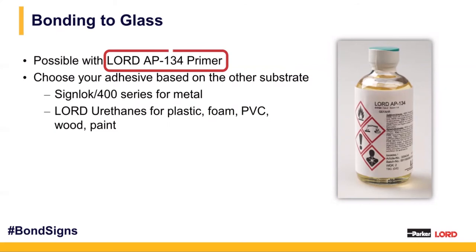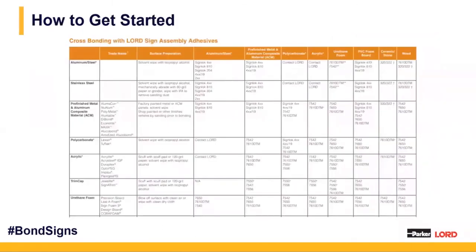The adhesive that you'll select will just depend on the other material that you're trying to bond to. So if you're trying to bond glass to aluminum, you'll want to look at an acrylic, but if you're bonding glass to some sort of plastic, then you may want to look at a urethane. The three combinations I went over today are just a small sampling of LORD's cross-bonding capabilities. There are a countless number of different combinations you could bond together. If we didn't discuss your cross-bonding application today, no worries.